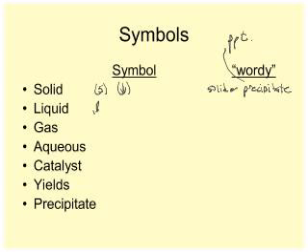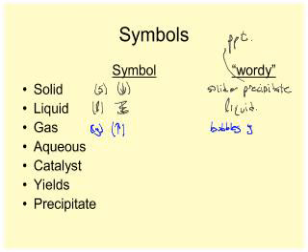Liquid. I use a cursive L so it doesn't look like just a 1. So, wordy, liquid. Gas. A gas can either be a little g, or it can be an up arrow. The up arrow would also be small and in parentheses. Bubbles, gas, etc. Something that indicates that state of matter.